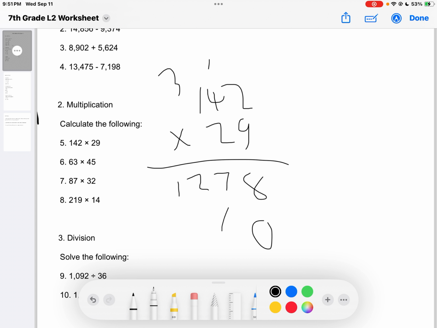2 times 2 is 4. 2 times 4 is 8. 2 times 1 is 2. Add it all up. 8 plus 0 is 8. 7 plus 4 is 11. Transfer the 1. 2 plus 8 plus 1 is 11. Transfer the 1 again. 1 plus 2 plus 1 is 4. So the final answer should be 4,118.